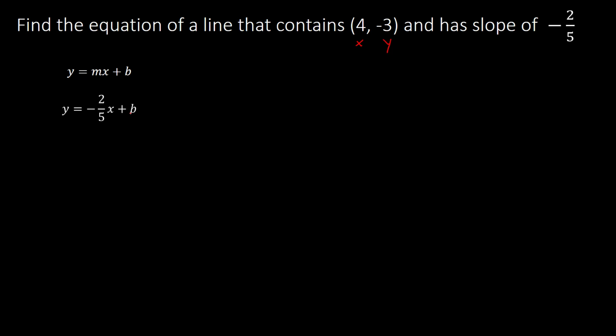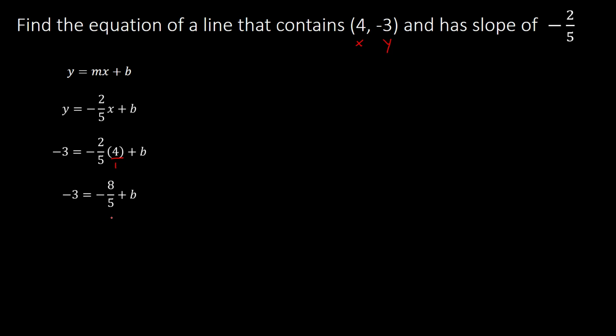And then once we do that, we can find b, that y-intercept. So let's plug in a 4 for x and the -3 for y. So instead of -2/5 times x, I have -2/5 times 4. And instead of y equals, I have -3 equals. So then I can solve this for b, and I can do that by first multiplying -2/5 times 4. Don't forget how to multiply fractions. This is 4, or 4 over 1. So when I multiply fractions, I multiply the numerators together. So -2 times 4 gives me -8, and then 5 times 1 gives me a 5.